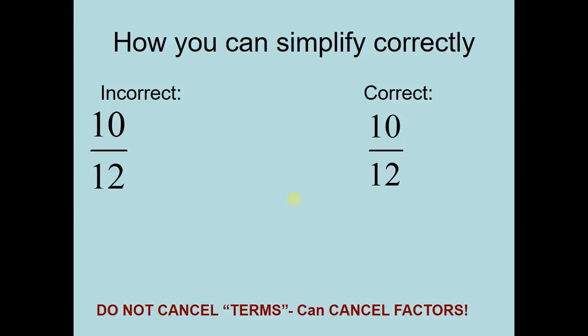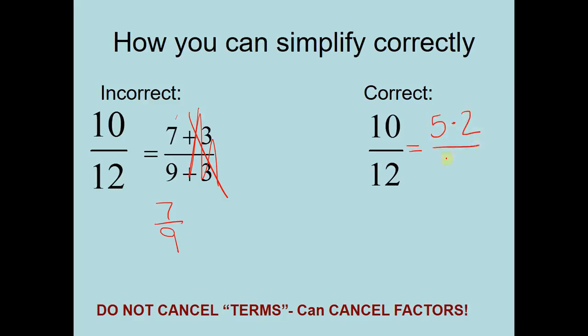So if I have 10 over 12, I can make that 7 plus 3 and 9 plus 3, right? Because 7 plus 3 is 10, 9 plus 3 is 12. Well, I can't cancel those plus 3's because that would be 7 over 9. That's not 10 over 12, right? Normally you would say, well, they both can be divided by 2. In your head, you're going 5 times 2 makes 10, and 6 times 2 makes 12. And then you say, well, the 2's can cancel because I can divide by that, so my simplification would be 5 over 6.